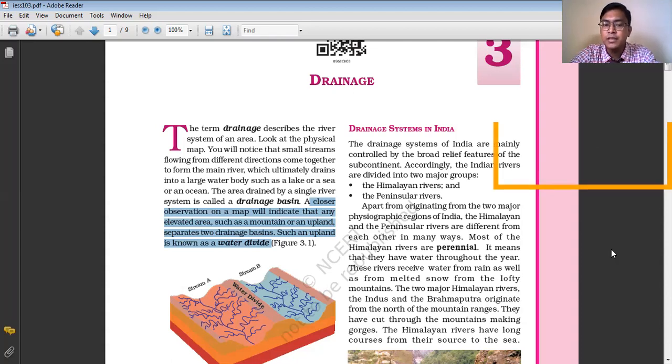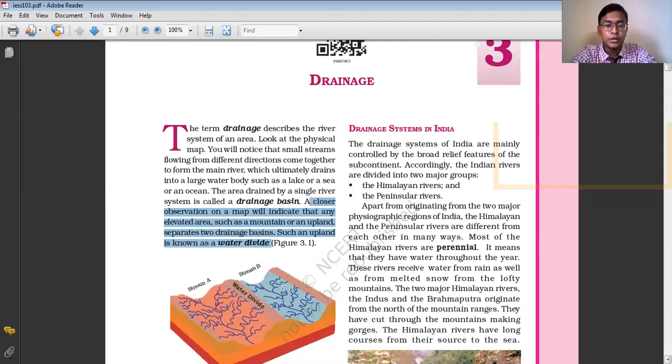And in between these two river basins, there is an uplifted part. Just because of this uplifted portion, the two rivers form separate drainage basins, and the water flows in two different, opposite directions. So this is the reason that it is considered a water divide. That particular area is known as the water divide.